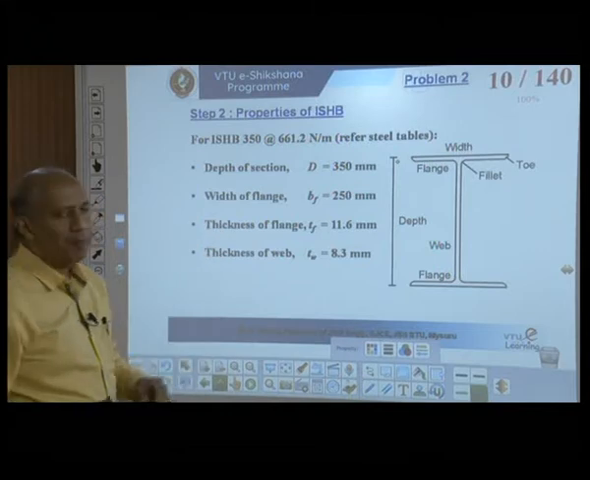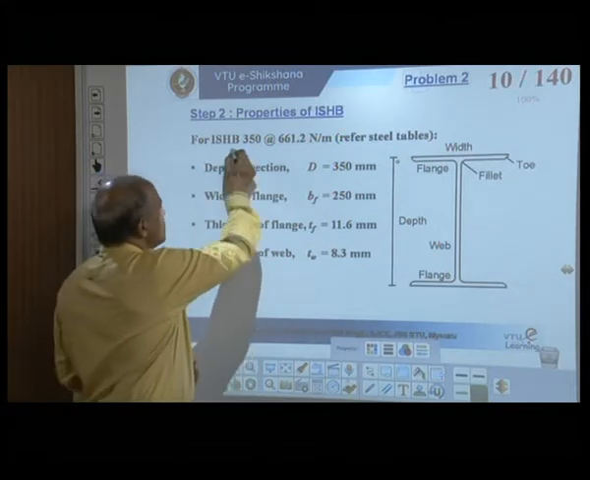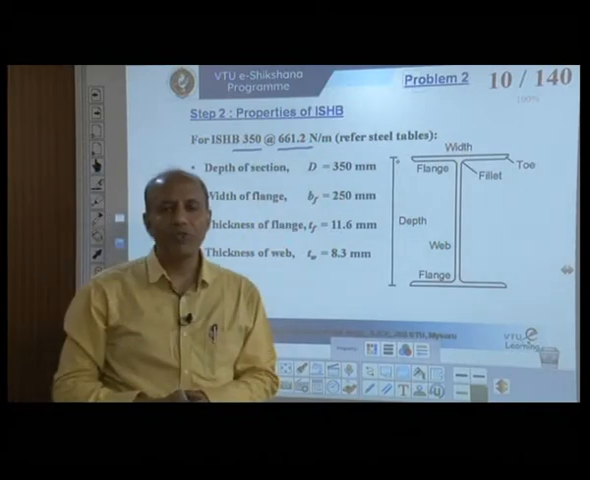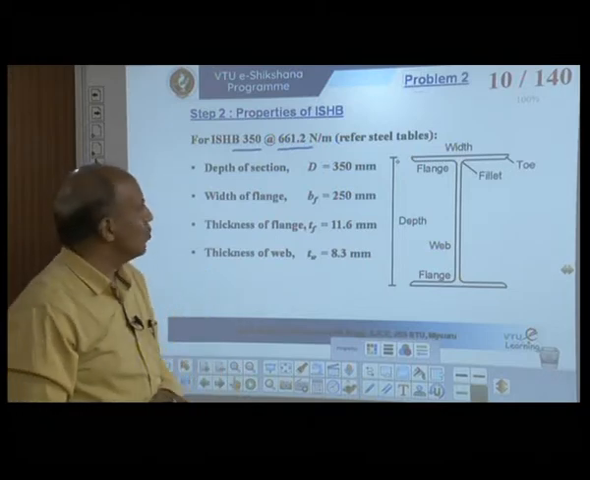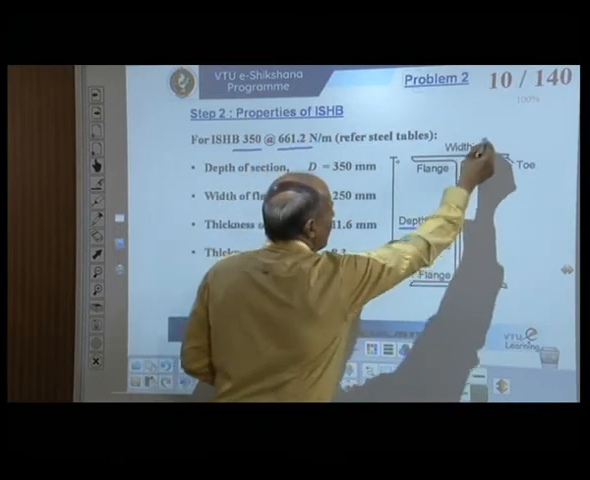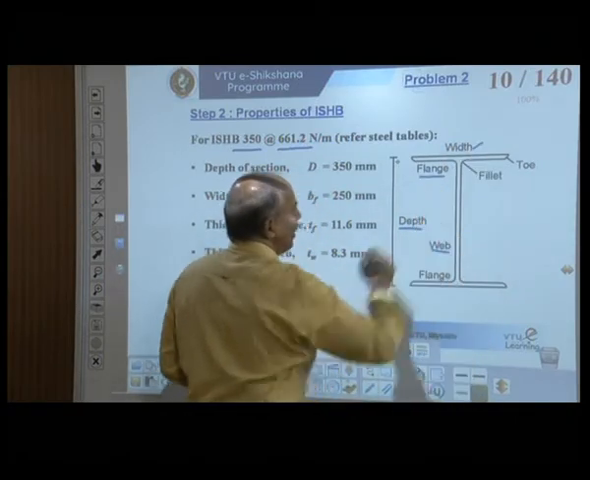Now coming to some properties of the given column section. The column section is ISHB 350, at 661.2 N/m. If you look at the steel tables, you can know the depth, the width, and the thickness of the web and the thickness of the flange.